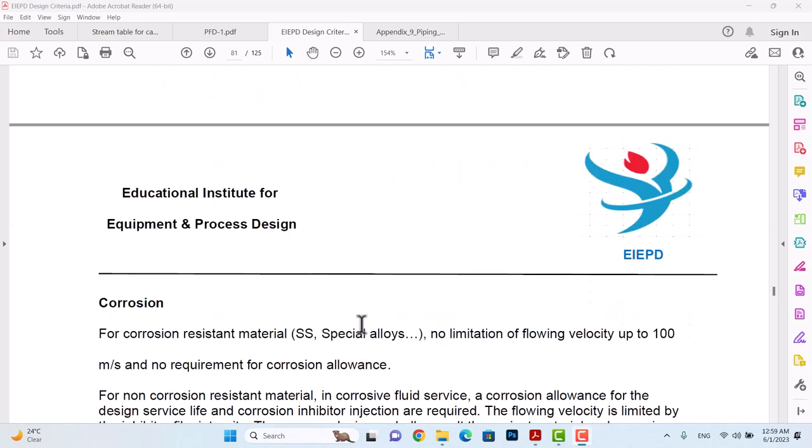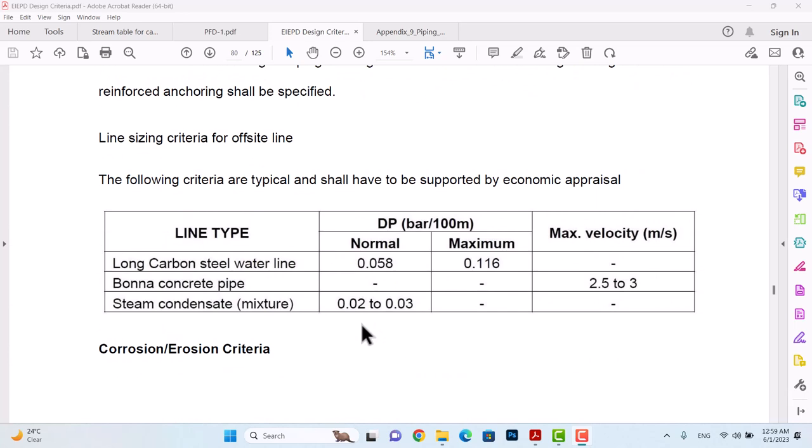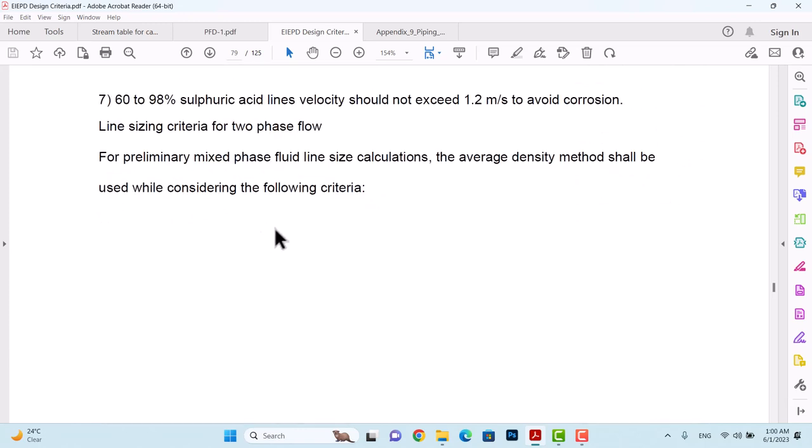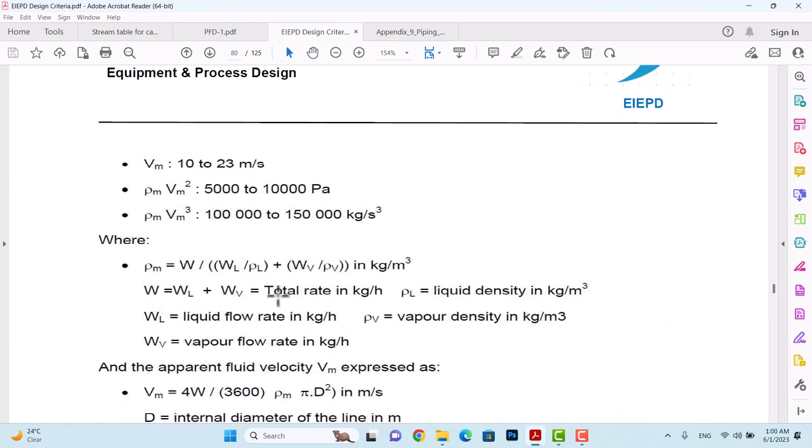So far, we have learned which criteria should be used for the calculation of lines for different and specific applications. If the line is going to be for gas applications, we know which table should be used and how to use it. Or if the line is going to be sized for liquid applications, we know which table should be used. And for offsite lines, we know that this table should be used. Or for mixture, two-phase applications, we have learned what these criteria are.